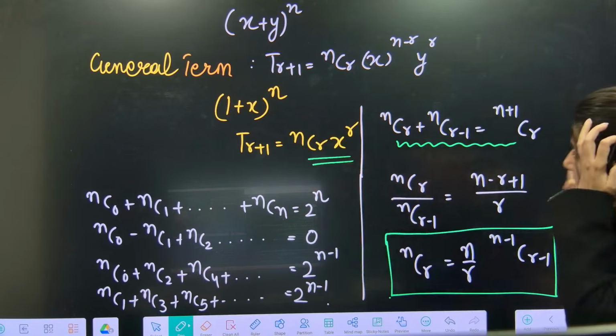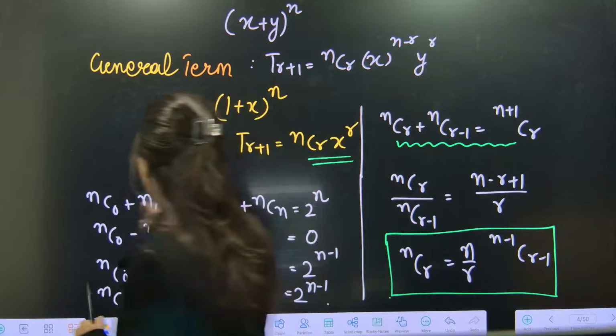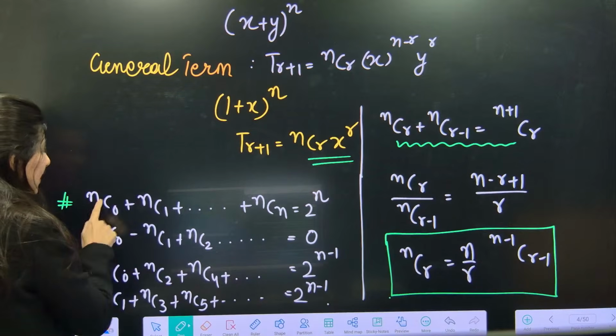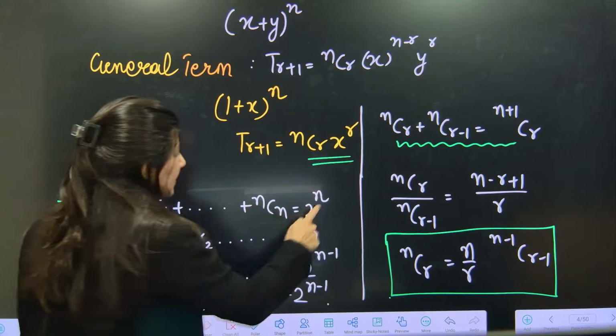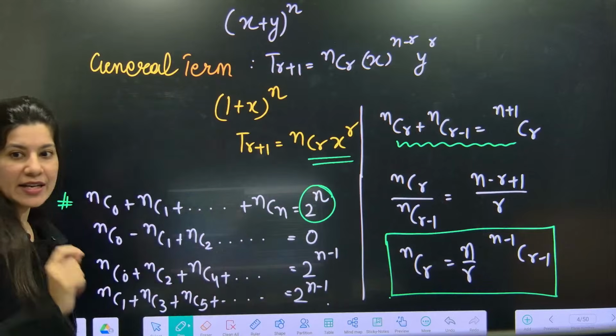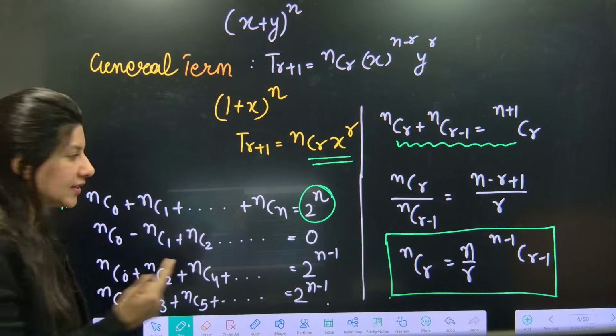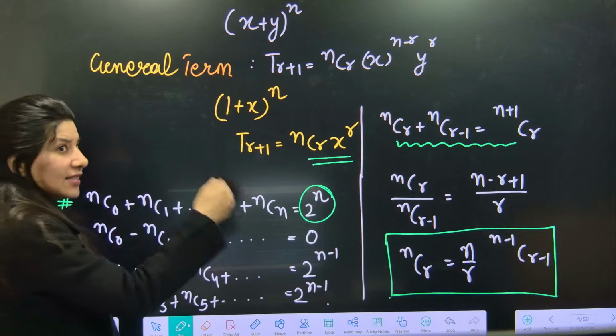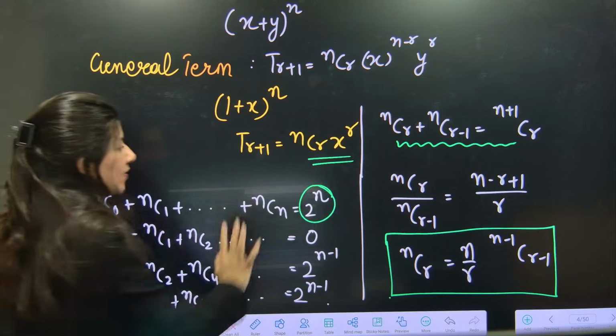Now let me talk about this. The sum of all the binomial coefficients, nC0 plus nC1, all the way up to nCn, is nothing but 2 power n. Everybody should remember this property, right? nC0, nC1, nC2, nC3 and so on sum to 2^n.